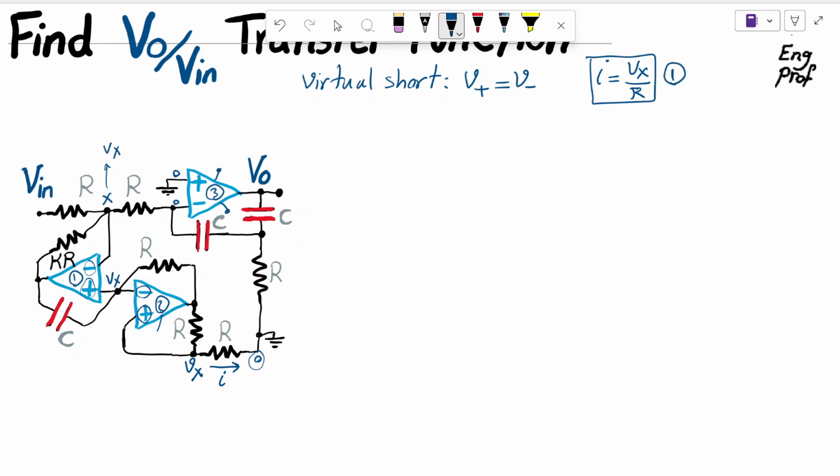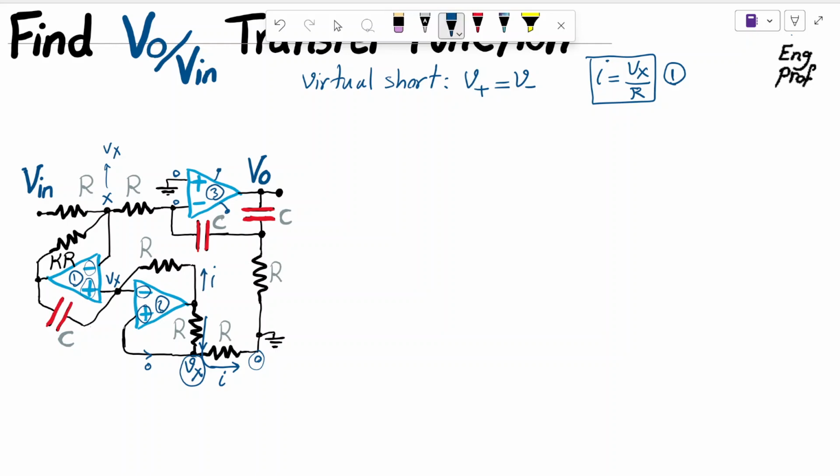This current I cannot be supplied from the input terminal of the op-amp because no current can flow there. This current I has to come directly from the other resistor R. This resistor R is the same value as this resistor R. Since these two resistors not only have the same value, but also on one side they have the same voltage and on the other side they have a common node, they should have exactly the same current. So if I is flowing here, I should be flowing through the other one as well.